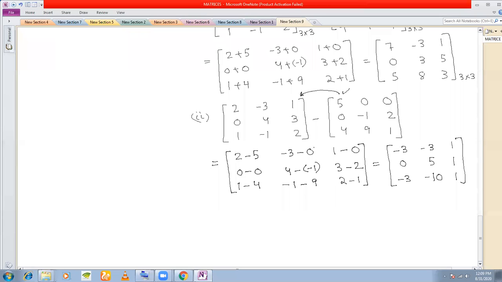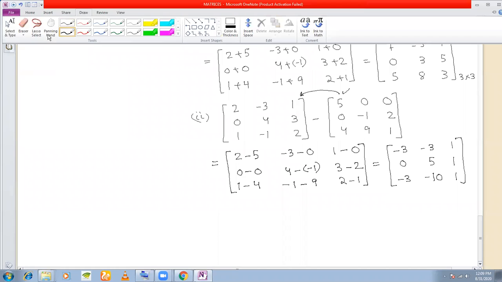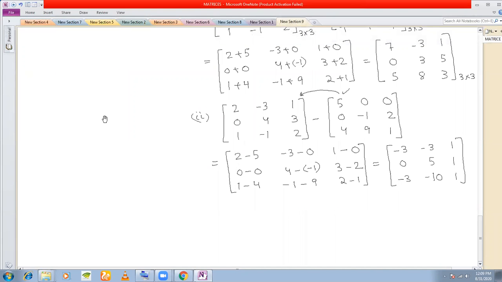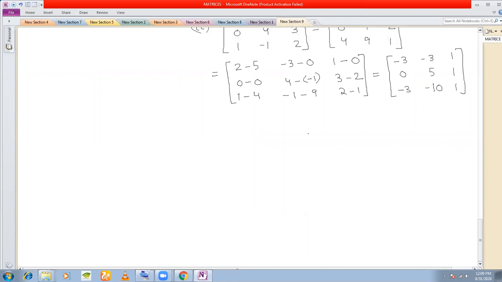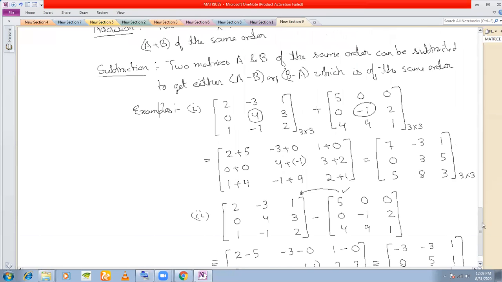You can do the other way also. I'm just giving you these two examples, very simple ones. Next, we come to a very important concept of matrix multiplication by a scalar. You have already done this. But still, multiplication of a matrix by a scalar.